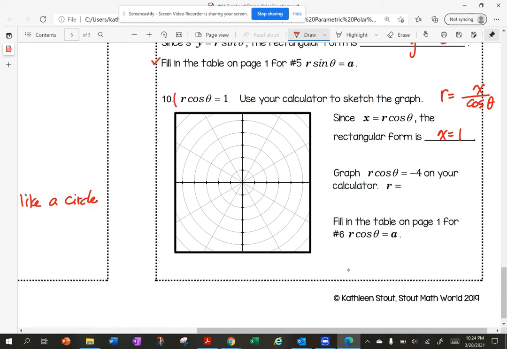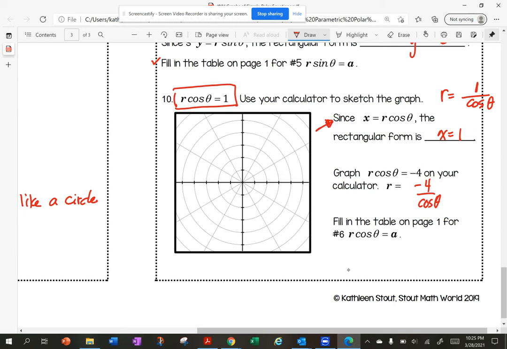As I am using this equation here, specifically for this would be 1 divided by the cosine of theta. So let's graph: what does r cosine of -4 on my calculator look like? Solving for r, this would be -4 divided by the cosine of theta. So I would graph this. I'm sorry, we're graphing this first one here.